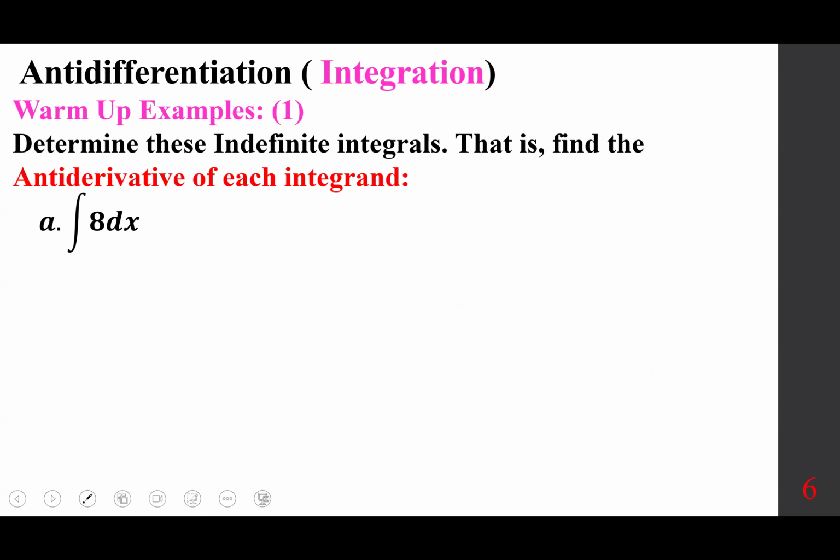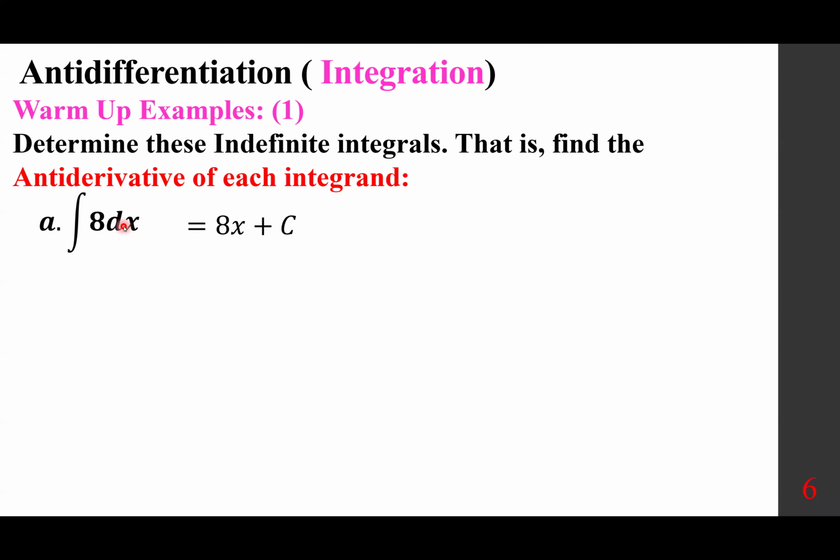Let's do this by a warm-up example. Determine these indefinite integrals, that is, find the antiderivative of each integral. So it's known as indefinite integral. In other words, 8 dx. Think of a function, you differentiate, it gives you 8 with respect to the independent variable x. That's the purpose of dx.